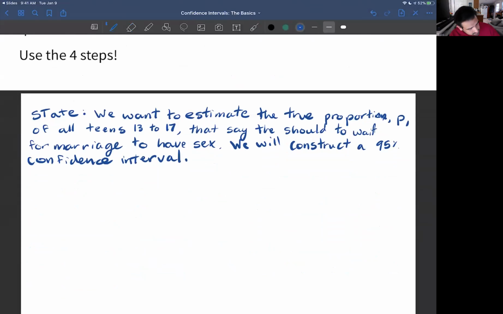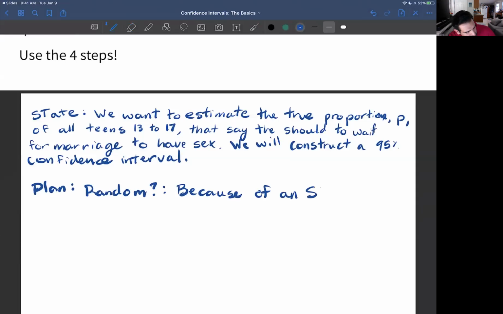Next, let's plan. In the plan state, we need to make sure that all of our conditions are met. Random. Because of an SRS of 439 teens, yes, we can say that the random condition has been met.